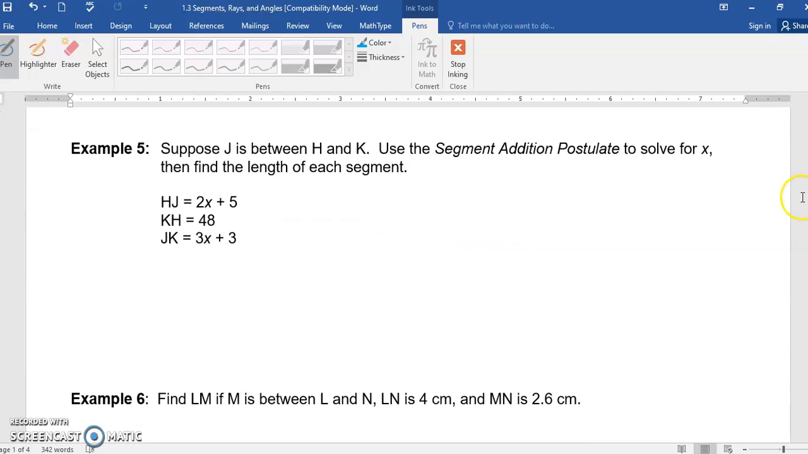Okay, and then what happens is the same thing here. J is between H and K. H and K are our endpoints. We don't have to worry about scale. We need a diagram for relationships. So HJ is this piece. KH is the whole thing. And JK is the other piece, 3x plus 3.